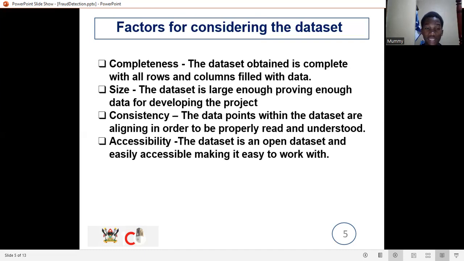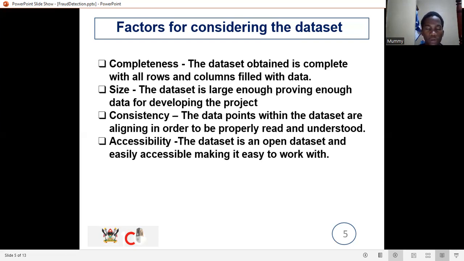Consistency: the data points in the dataset are aligned and in order. By consistency, I mean, supposing we have a table with a column of account numbers, let me say account numbers of the accounts sending the money. It's consistent in that the column only includes the account numbers of accounts sending the money, so you can't find the amount being sent in the row of the account number sending the money. And accessibility: the dataset is an open dataset.